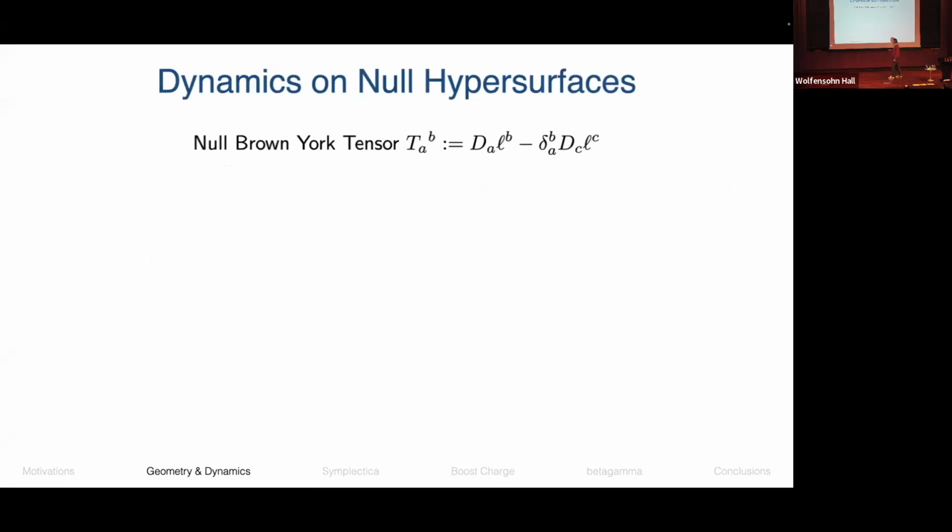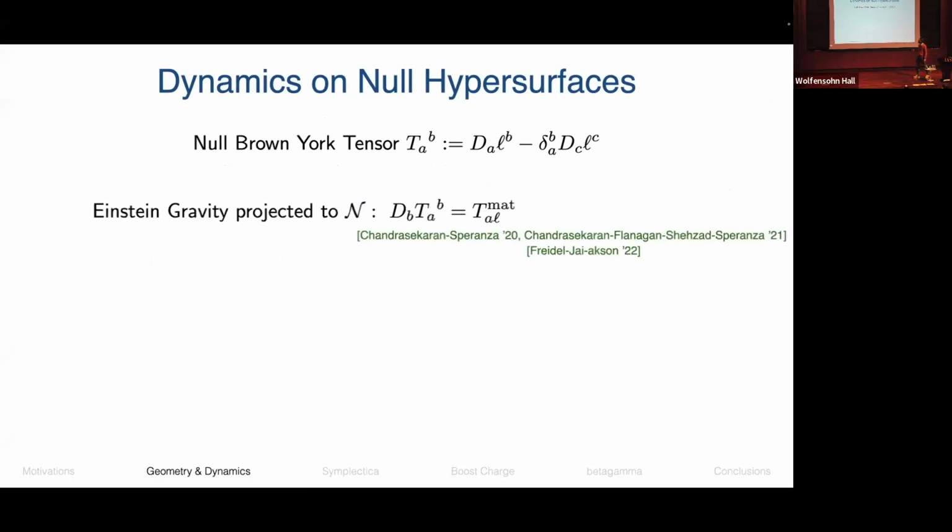Okay, now let me briefly talk about dynamics. We introduced the null analog of the Brown-York tensor, written here, and now it has been shown that its covariant derivative is exactly equal to the Einstein equation projected on the null hypersurfaces in this series of papers. And here I just added the bulk matter, as if the Einstein equation were to be coupled to matter, they appear from this Navier-Stokes equation as a source, the matter term.